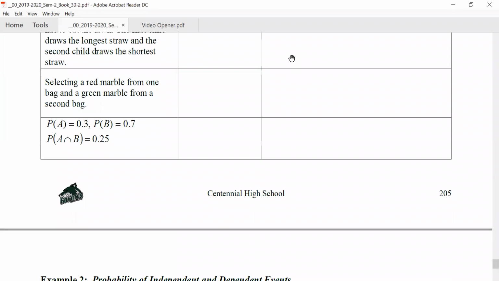Selecting a red marble from one bag and a green marble from a second. Well, they've got nothing to do with each other. They're in different bags, independent, different bags. No effect on each other.